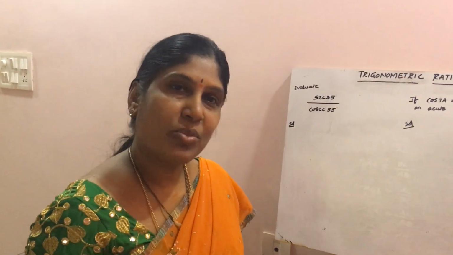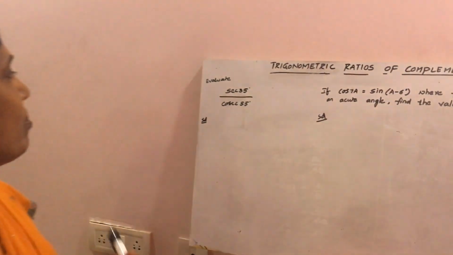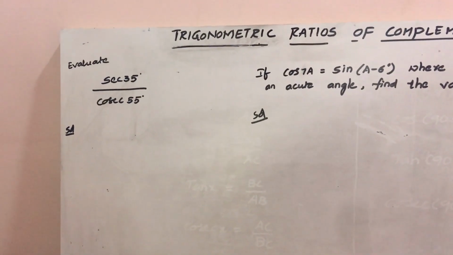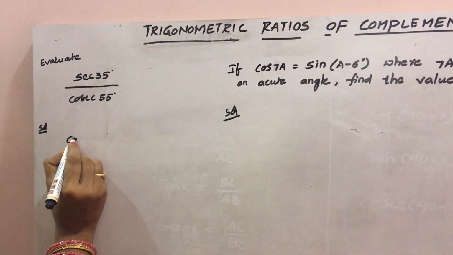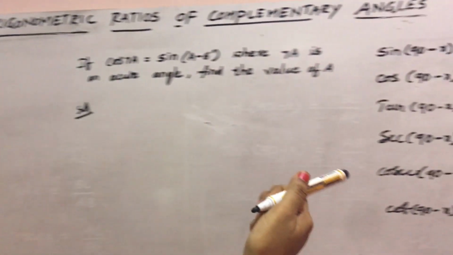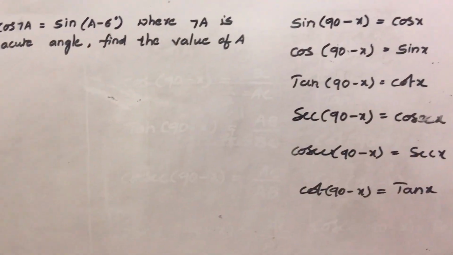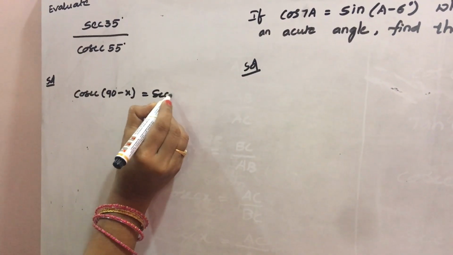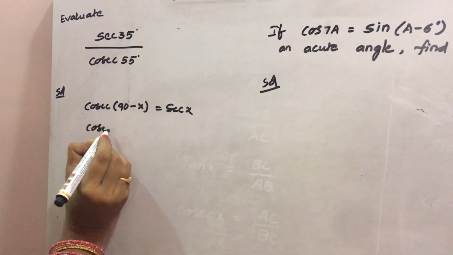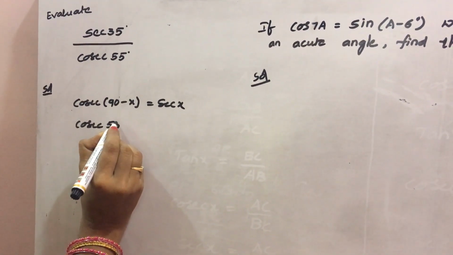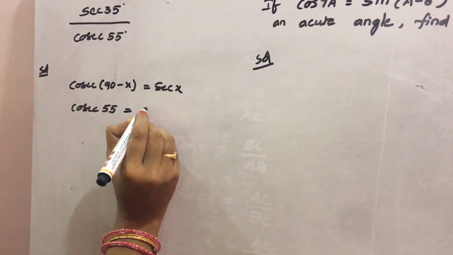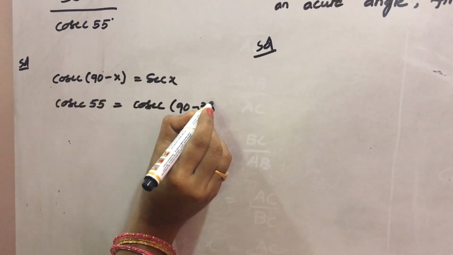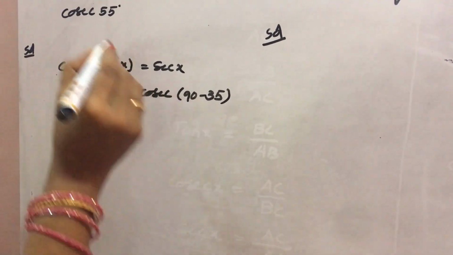Now we will solve some problems using complementary angles. See, if the problem is given like this, evaluate sec 35 by cosec 55. How can we evaluate? See, we already know the 90 minus x values. Cosec(90 minus x) is equal to sec x. Here, cosec 55 degrees is equal to, we can write, cosec(90 minus 35). 90 minus 35 is equal to, we know, 55.